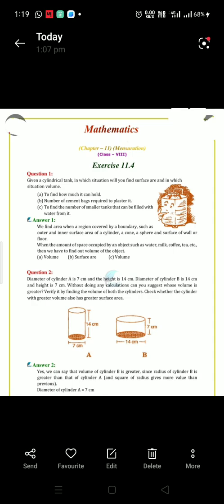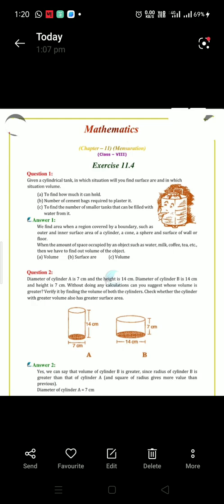Children, this exercise is very easy if you know the formula. But if you don't know the formula, then you won't be able to do these sums. And the last but not the least, it is the volume of a cylinder. For any cylindrical figure, the volume of a cylinder formula is pi r square h. R stands for radius, h stands for height. We just have to use these formulas and we can easily do the whole exercise.